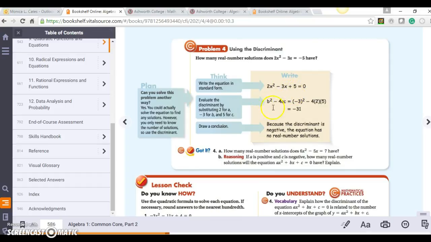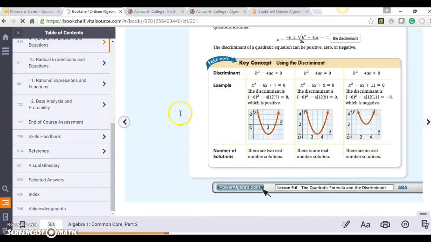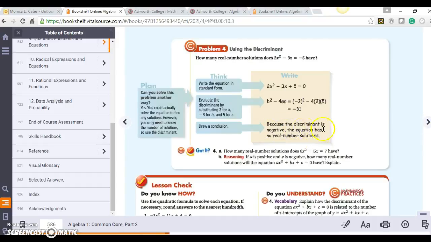And then I'm going to use the discriminant, which is b squared minus 4ac. Well, the b is negative 3, the a is 2, and the c is 5. So I get negative 3 squared minus 4 times 2 times 5. And after I evaluated, I got negative 31. And because it's a negative, just like it said in our chart here, that means I have no real solutions. So that's the same thing they have here. Because the discriminant is negative, the equation has no real solutions.